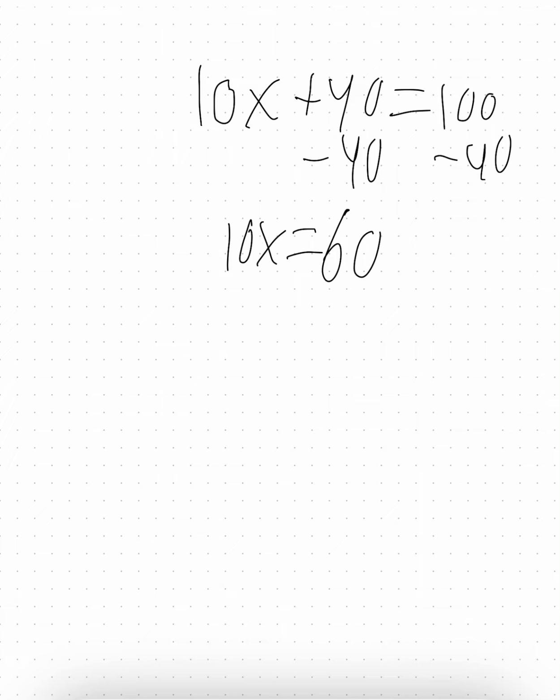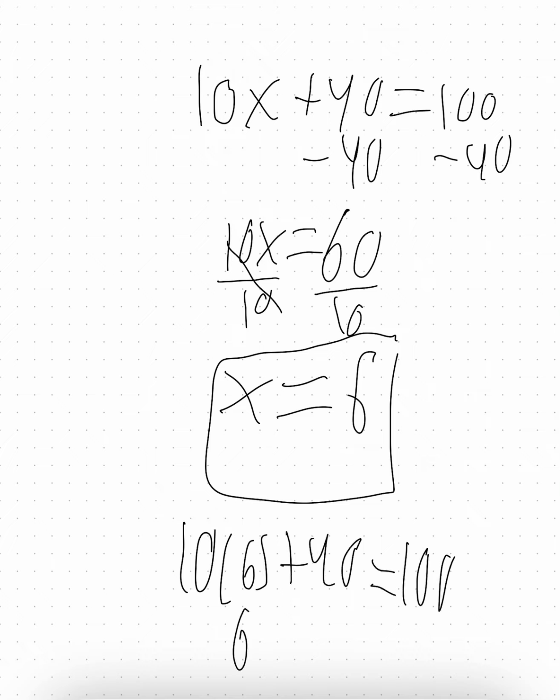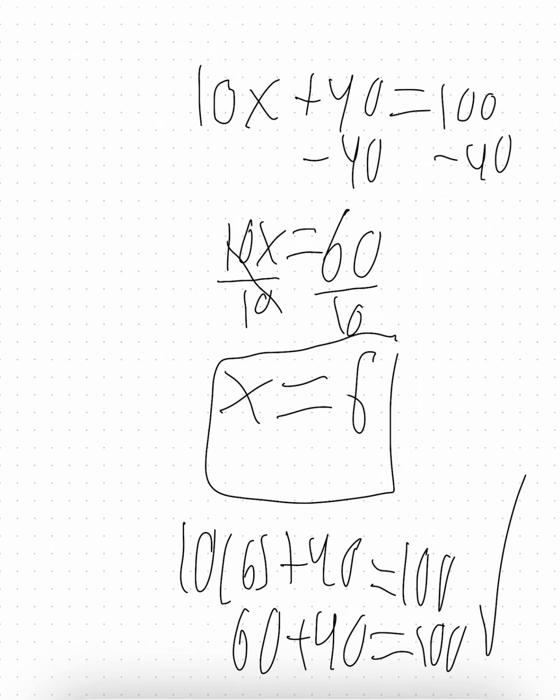Now, how do we get rid of this multiplying by 10? We have to divide by 10. The 10s go away. 60 divided by 10 is equal to 6. And then we can test our answer. 60 plus 40 does equal 100.